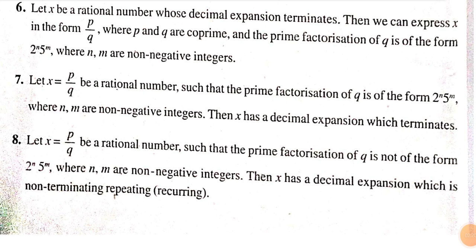8. Let x is equal to p by q be a rational number such that the prime factorization of q is not of the form 2 to the n, 5 to the m, where n, m are non-negative integers. Then x has a decimal expansion which is non-terminating, recurring.